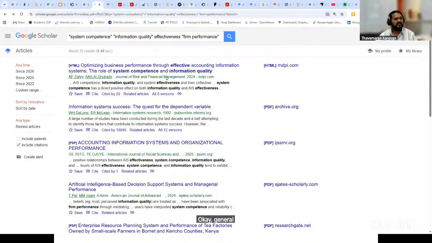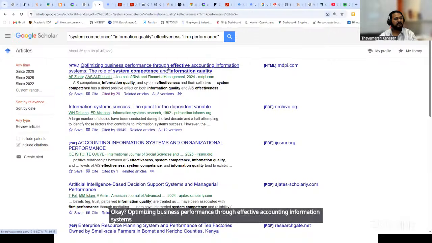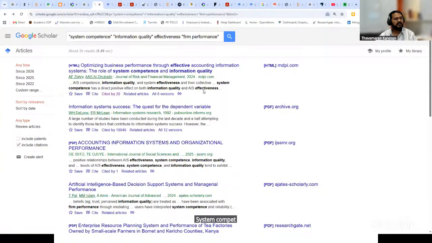Okay, Journal of Risk and Financial Management 2024, MDPI open access paper. Optimizing business performance through effective accounting information systems. The role of system competence, information quality. System competence, done. Information quality, done. AIS effectiveness.